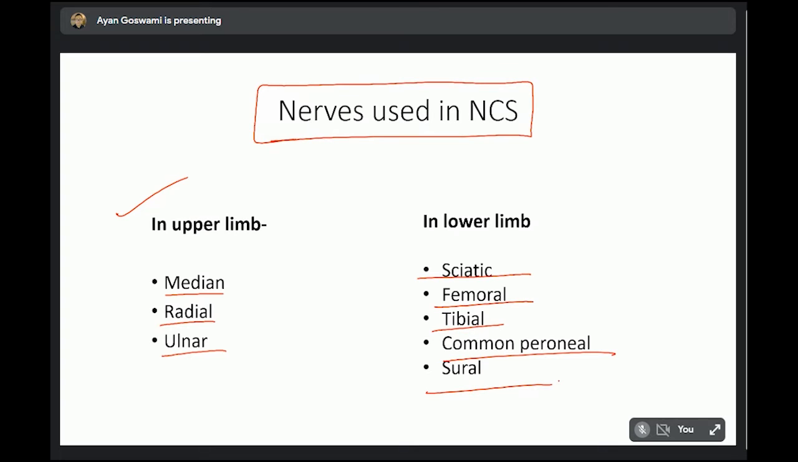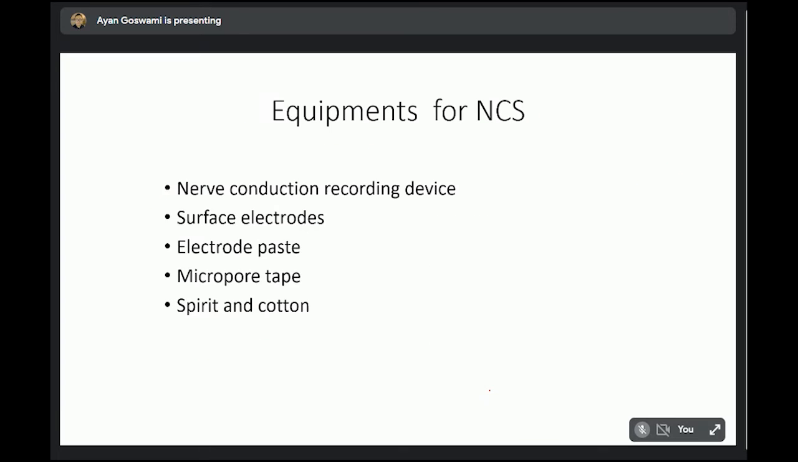Say for example, the doctor has advised a right median nerve study. We can also prescribe NCS as a whole. Once NCS, or nerve conduction study, is prescribed as a whole, we need to perform it in the upper limb, median nerve, radial nerve, ulnar nerve, and also in the lower limb, sciatic nerve, femoral nerve, tibial nerve, common peroneal, and sural nerve, right? And very often, doctors also prescribe a specific nerve conduction study, for example, of the median nerve. In this class, we will be discussing only the nerve conduction study of the median nerve.